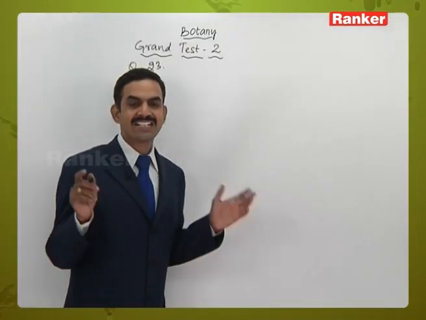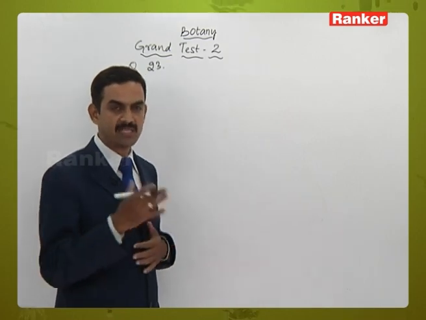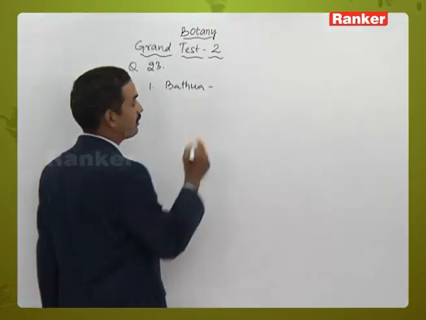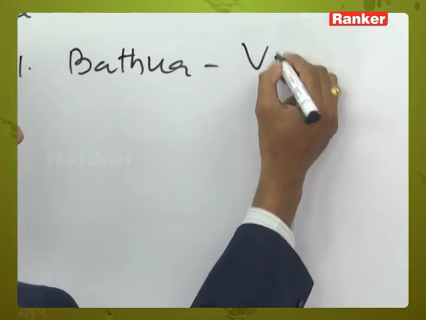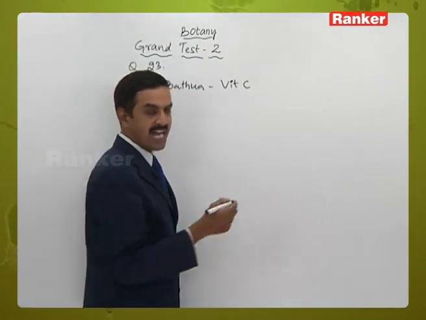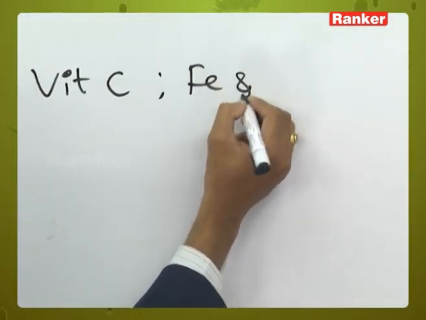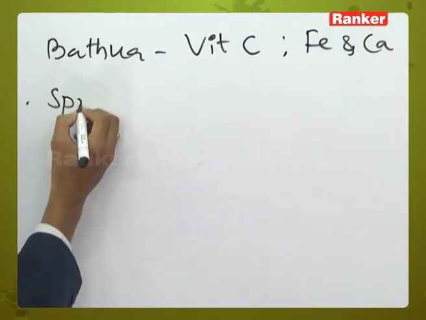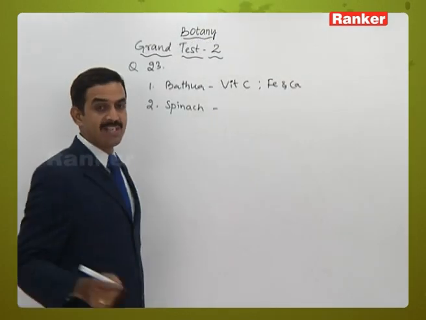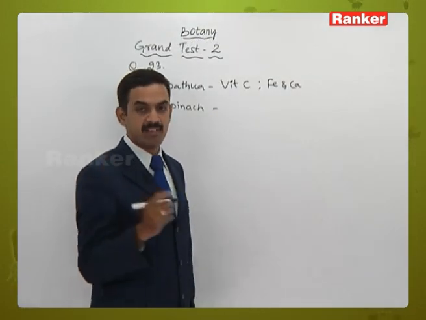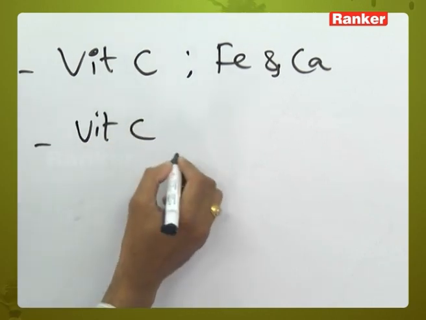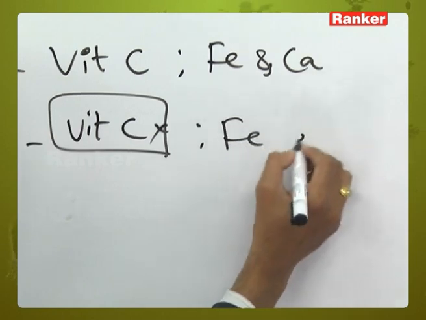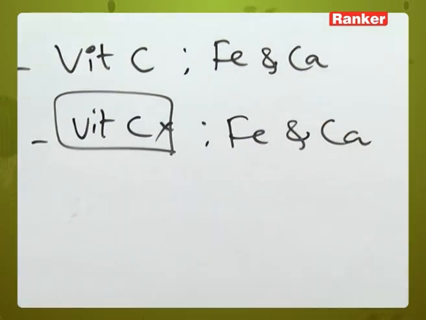Okay, let us see the correct combinations from the given 4 options. The first one is Bathua. This is a plant which is rich in vitamin C, that is correct. And also it is rich in iron and calcium, so that is correct. Then the second one is spinach. Spinach is rich in vitamin A, but here it is given as vitamin C, so this is incorrect. And of course it is rich in calcium and iron, that is correct.